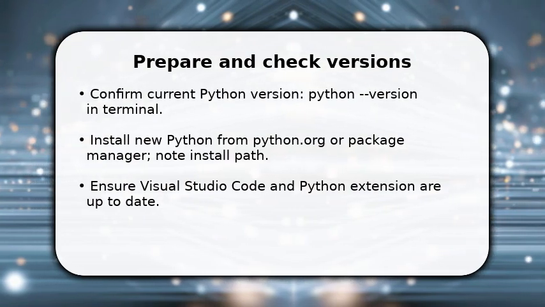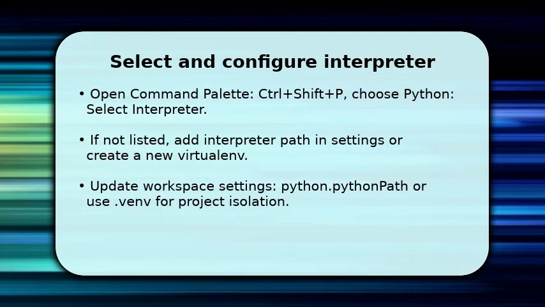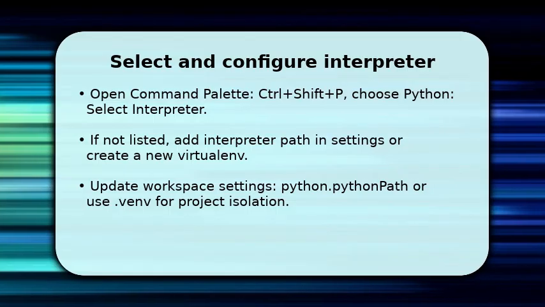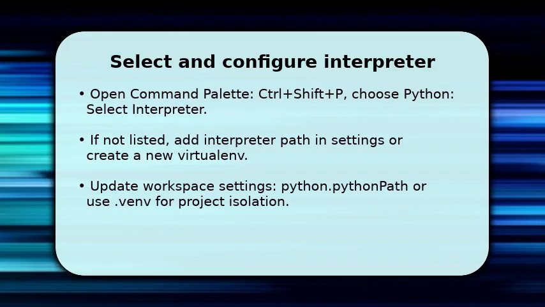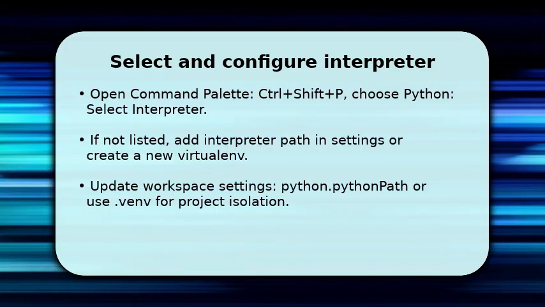Once VS Code is restarted, choose the interpreter via the command palette. Python: Select Interpreter, then pick the new version. If it does not appear, add the exact path to the Python executable in your workspace settings or create a new virtual environment using python -m venv and select that. Make sure workspace and user settings reflect the updated python.pythonPath so debugging and linting use the correct interpreter. This prevents mismatches between terminal and editor environments.